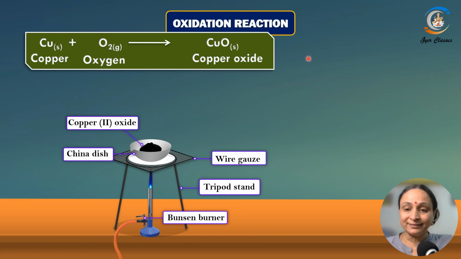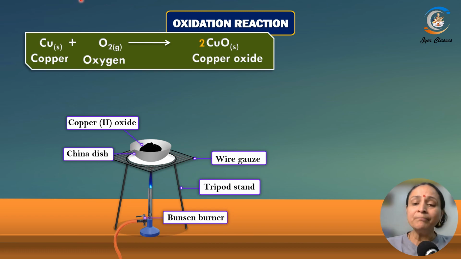There is a color change. The brown color of copper will get converted into the black color of copper oxide. You can see that initially it was brown and now it has turned black. So this is an example of an oxidation reaction in which the substance is added with an atom of oxygen. So this reaction is called the oxidation reaction.